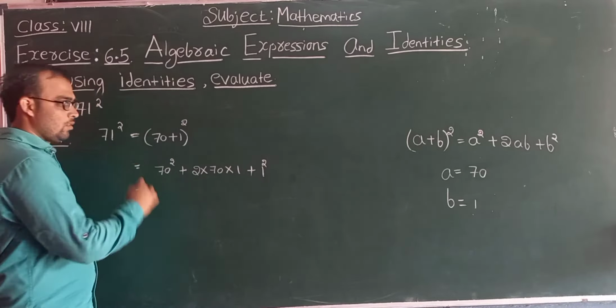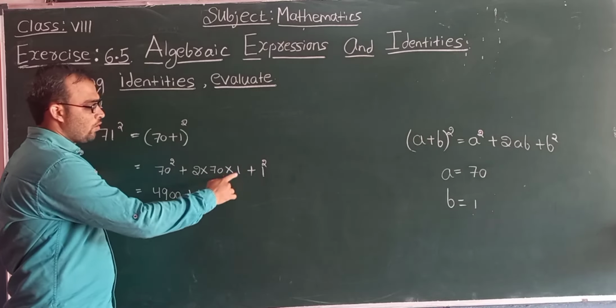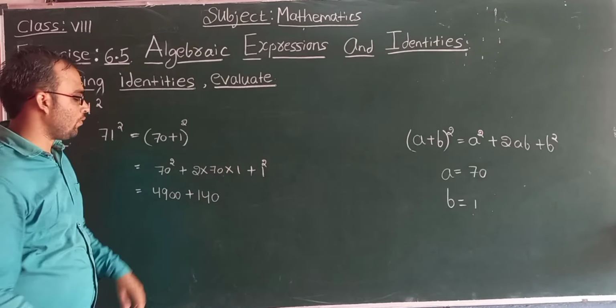Now 70 square: 7 sevens are 49, and then two zeros. I think you might have learned this in squares and square roots. Now 2 sevens are 14, and here 0, so 140 plus 1 is 141 hundred... 1 square is 1. Now when you add all these, what you are getting? 5041. So 5041 will be the value of 71 square.